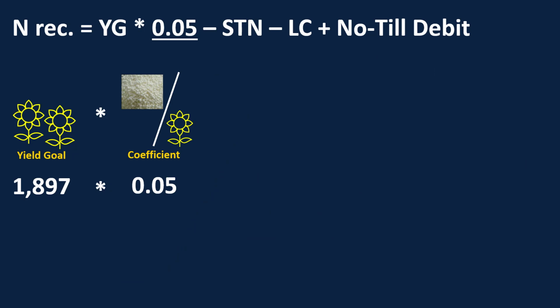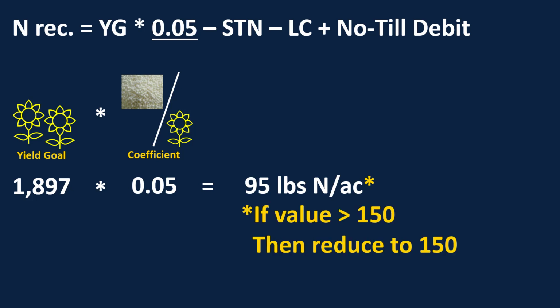So we take that, we multiply it by 0.05, and in this case we get 95 pounds of nitrogen per acre. However, we have an asterisk there, so we need to understand what that asterisk is. And this is that component where we're looking at minimizing that potential for disease as well as lodging. So if this value is above 150 pounds of nitrogen per acre, we're going to reduce it to 150.